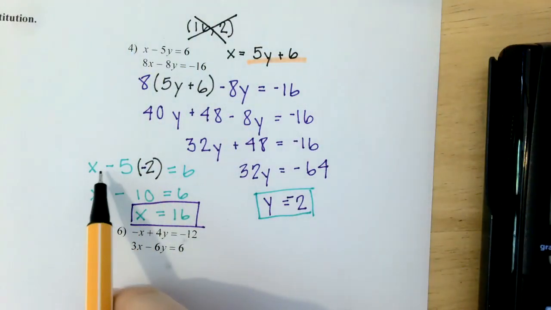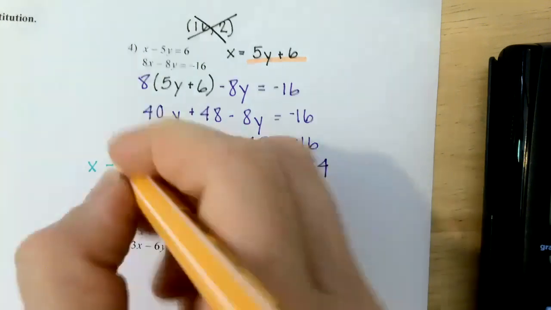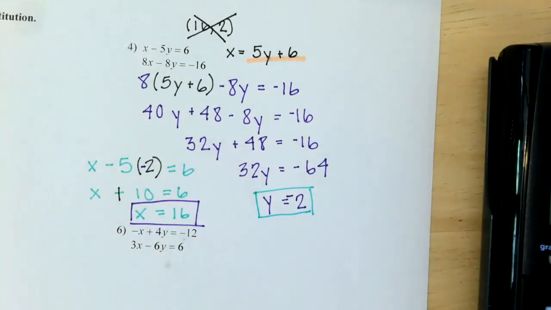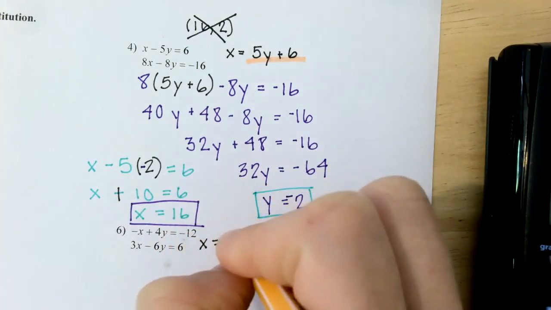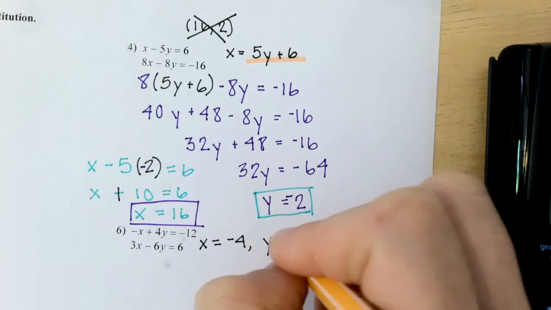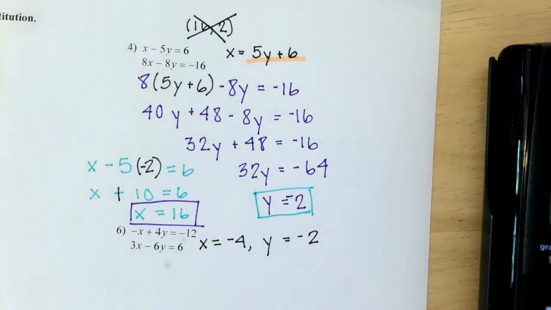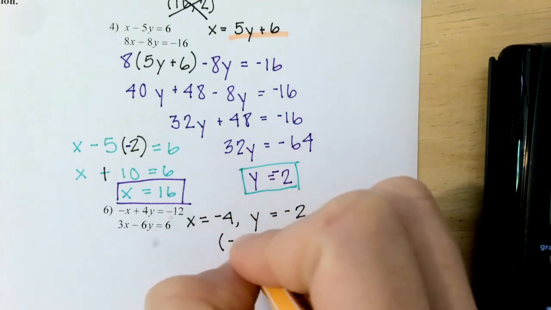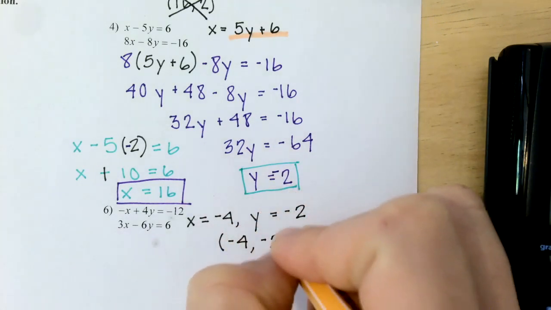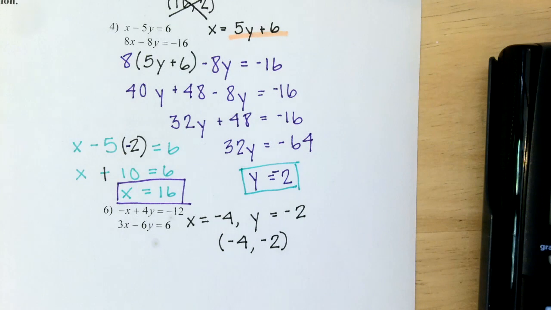When y is -2, x plus 10 is equal to 6. So x is actually going to be -4. And y is actually going to be equal to -2. That's embarrassing. So now we have -4, -2, and let's see if those work now.